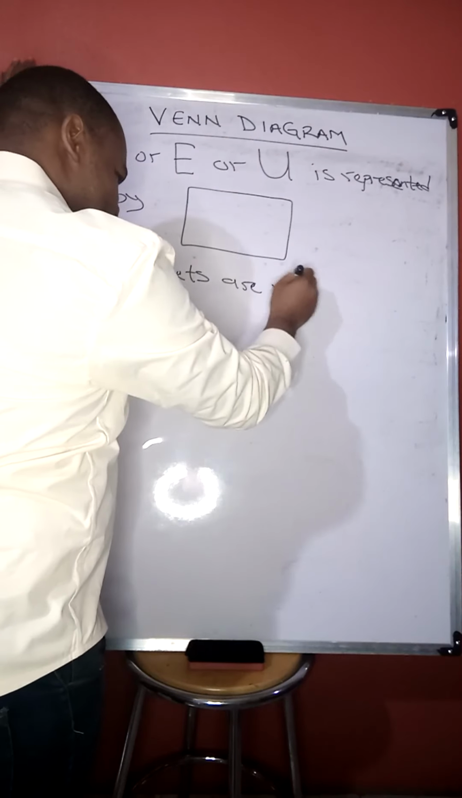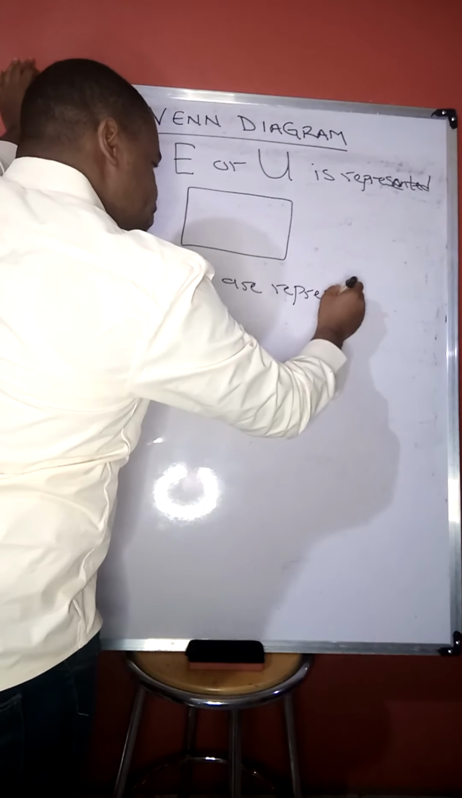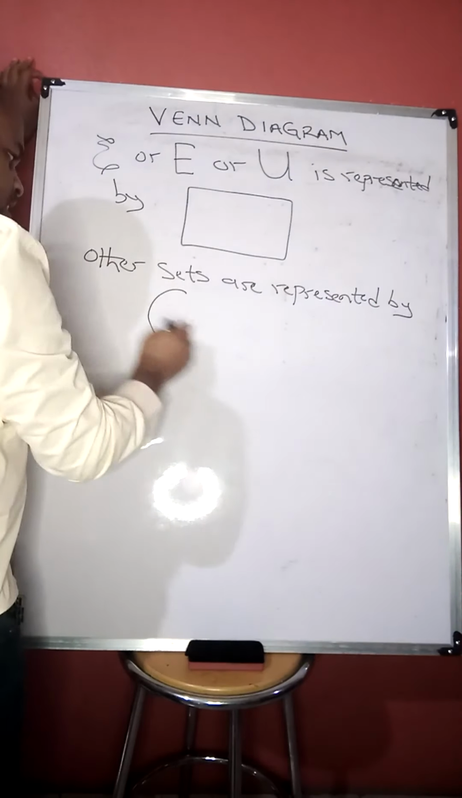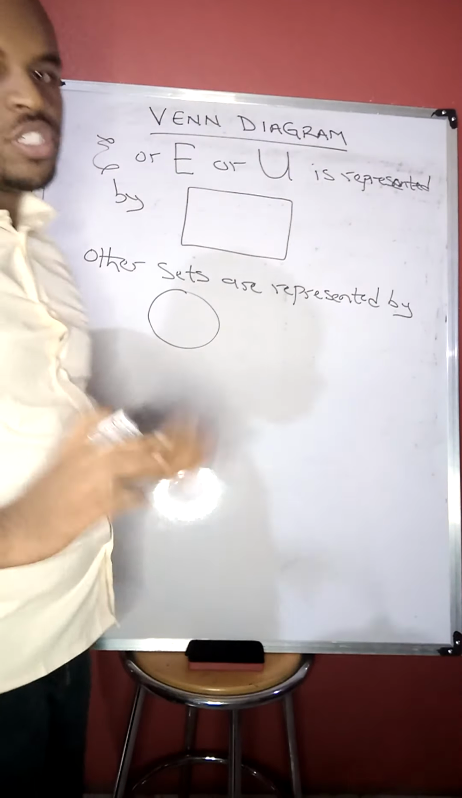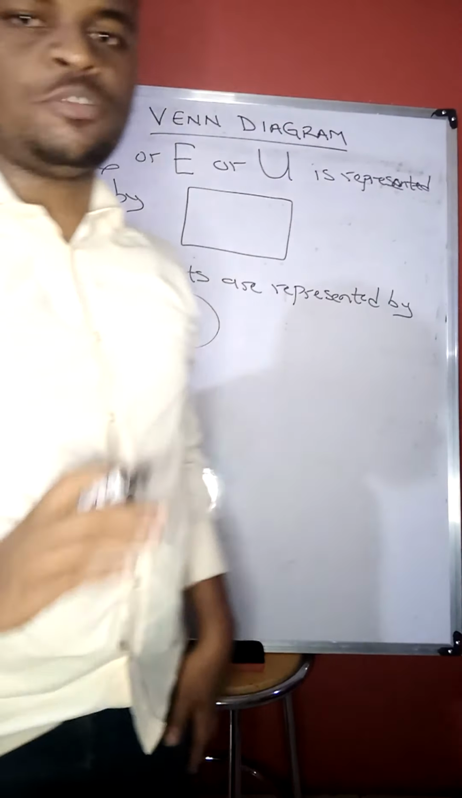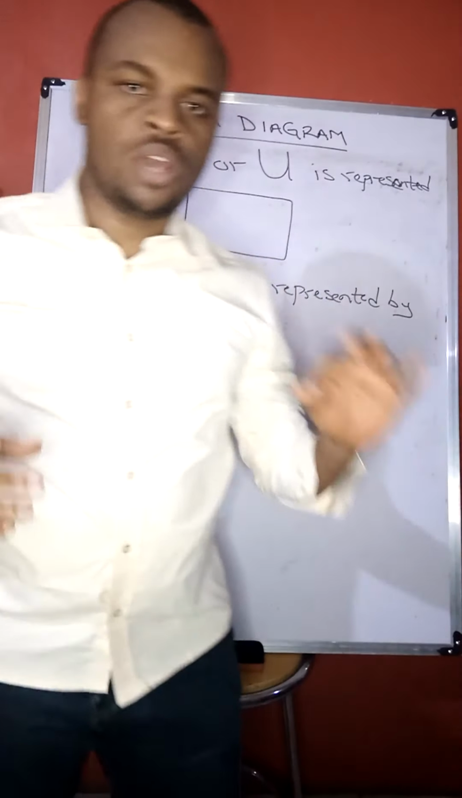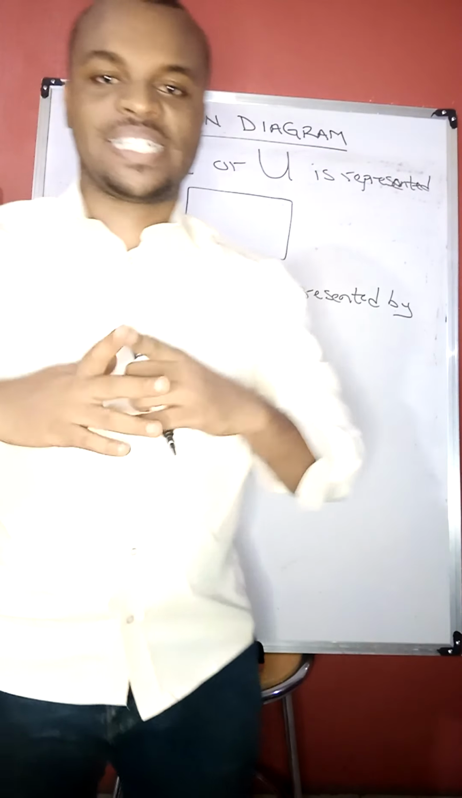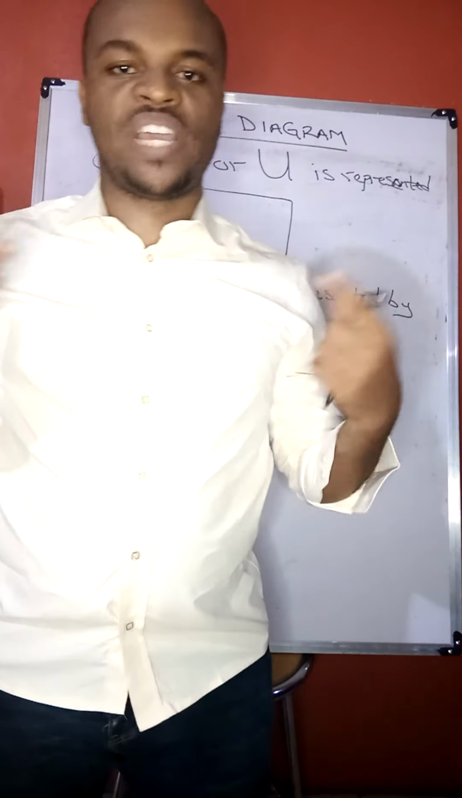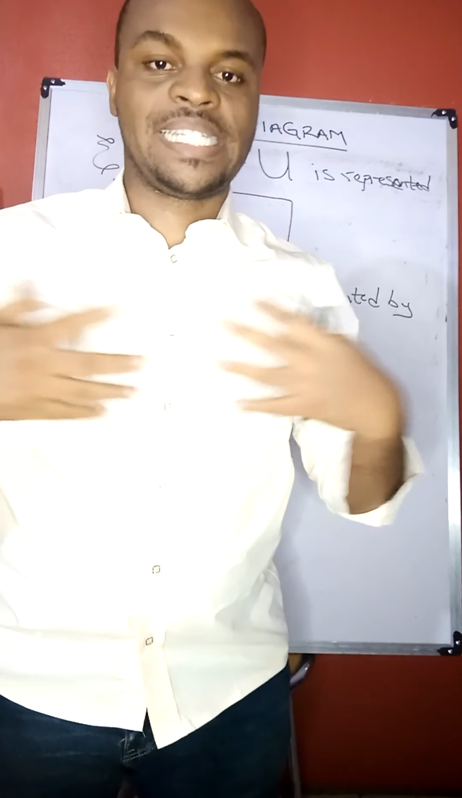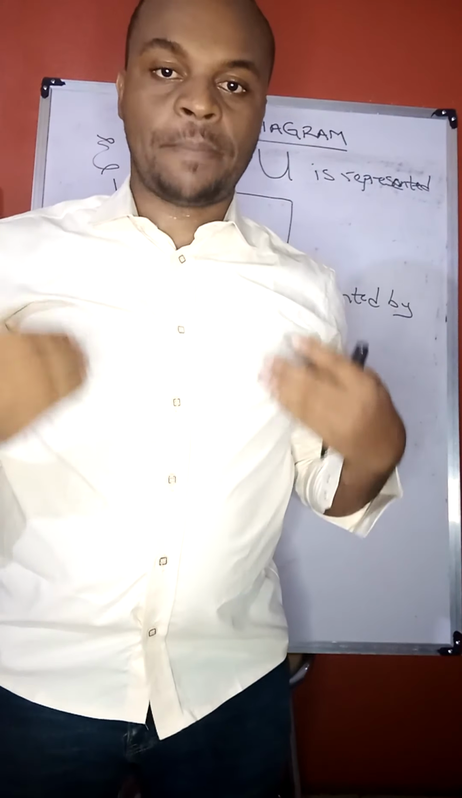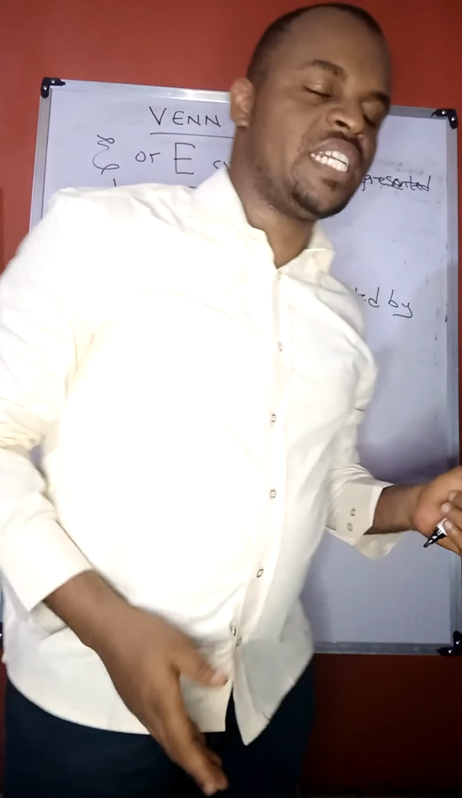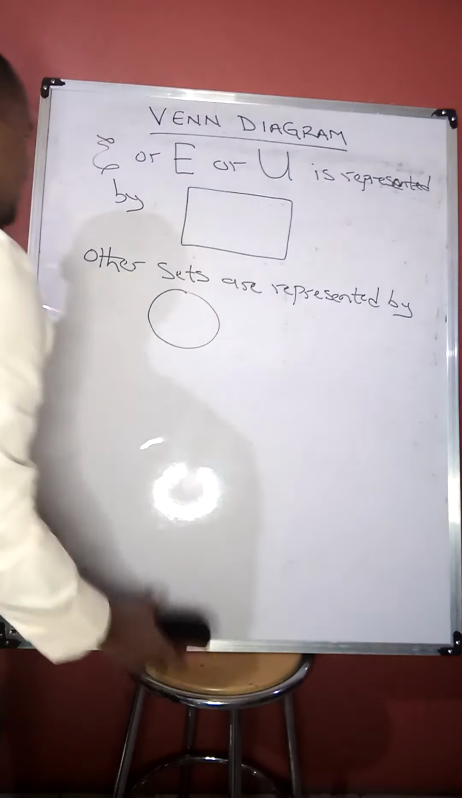are represented by circles. Now take note of that. Your universal set in Venn diagram is represented by a rectangle, while other sets are represented by circles. Now we are going to interpret certain diagrams. That's why it is called Venn diagram. If we are able to interpret it properly, then we can start solving questions involving Venn diagram. So let's interpret some diagrams.